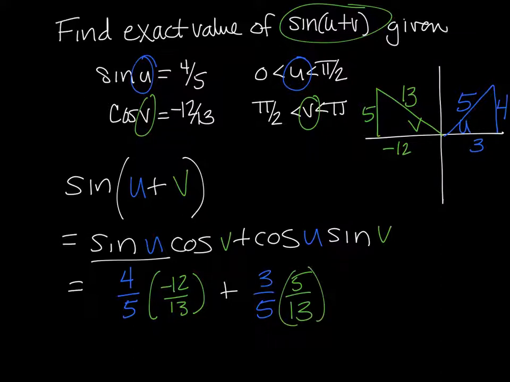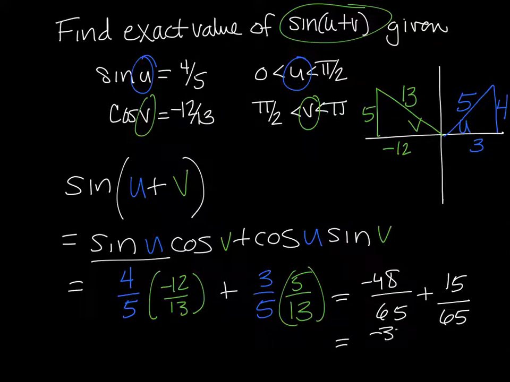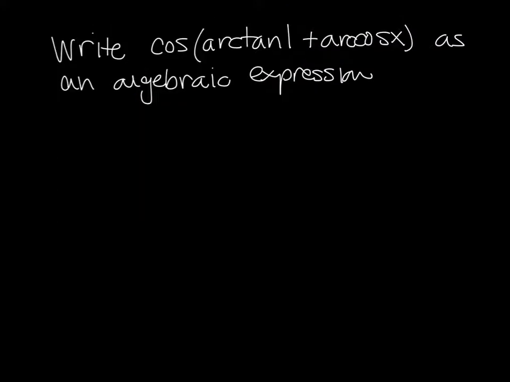And we'll multiply those. As I do that math, we've got nothing that cancels here, so we just multiply: negative 48 over 65 plus, and then 3 times 5 is 15 over 65. Then we can add those together, and we get negative 33 over 65. All right, so that's how we would find that. It's a little bit more in depth, but you can rewatch it if you need to.